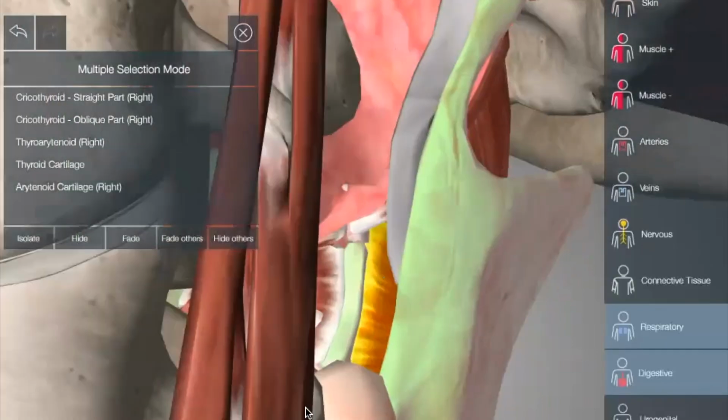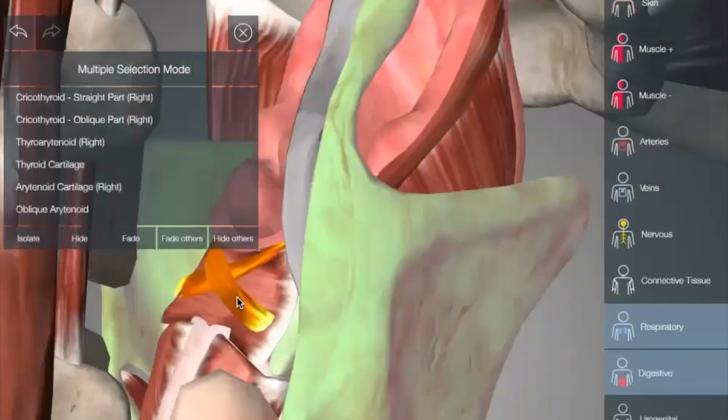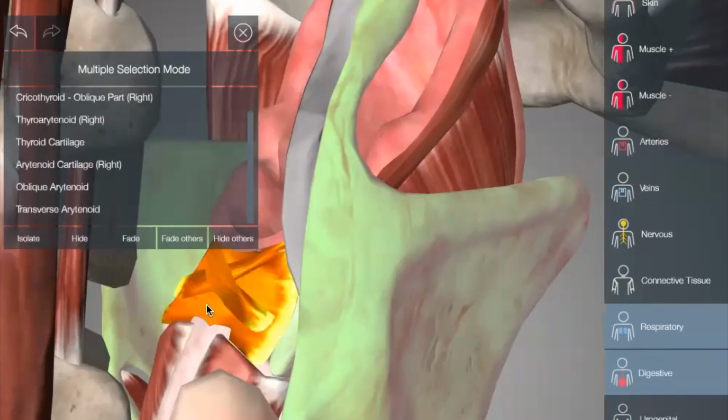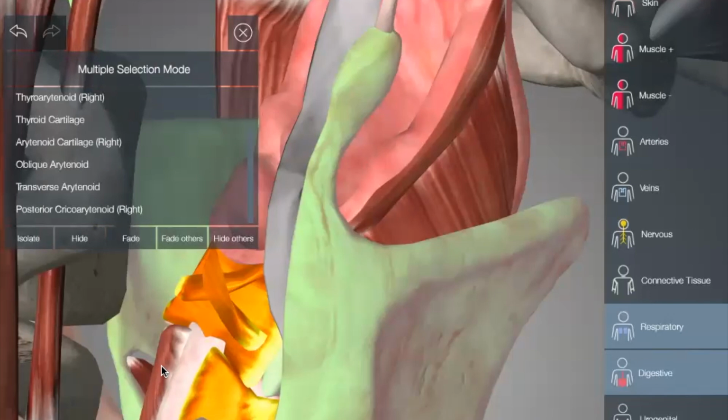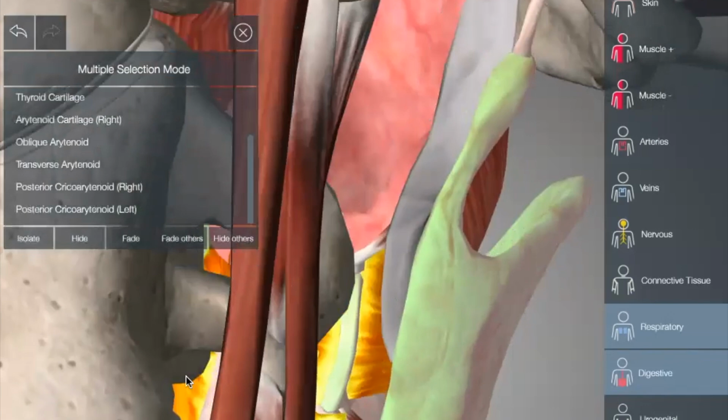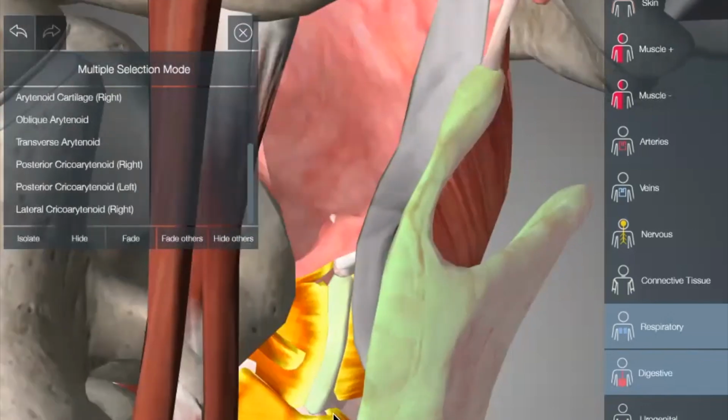Look, the transverse, yes, that's transverse. Where is it? Oh, that's the oblique. That's the transverse. Maybe this one, I'm not sure. Ah, that's posterior. One second. Ah, that's the lateral maybe.